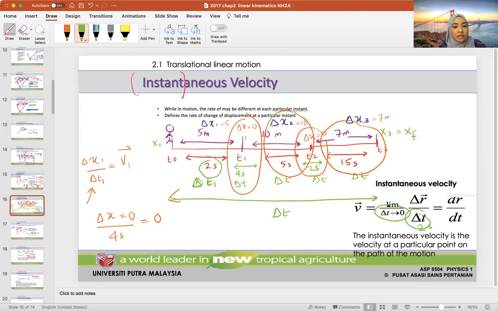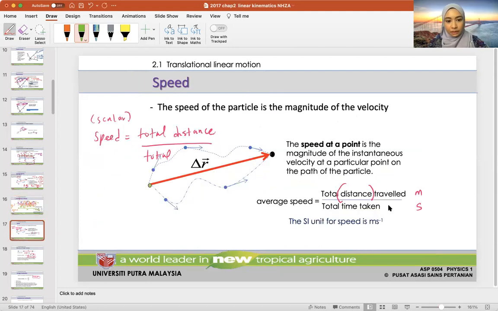Okay, selalunya bukan 2 second. Selalunya dia kasih 1 second ataupun 0.5 second ataupun 0.001 second. Boleh, that can be instantaneous velocity as well. Because it happens in an instant. Sekelip mata. Okay? So I hope that helps. Moving on. Kalau ada soalan lagi boleh tanya.